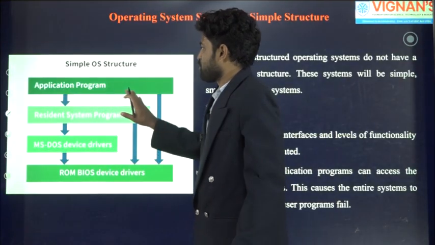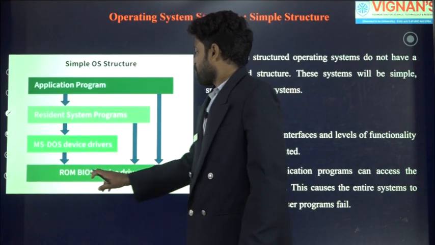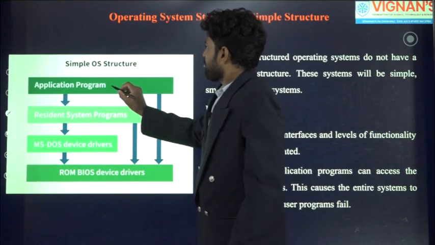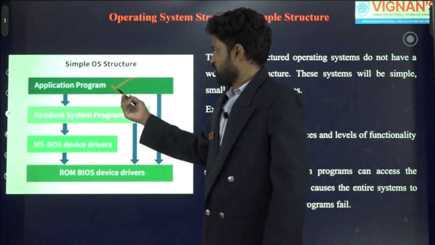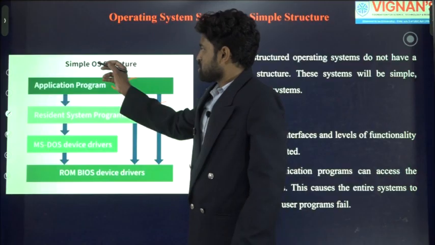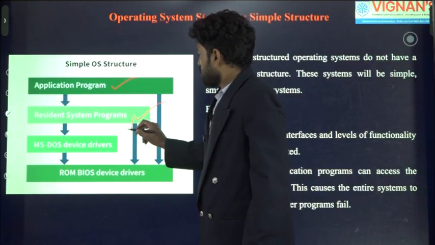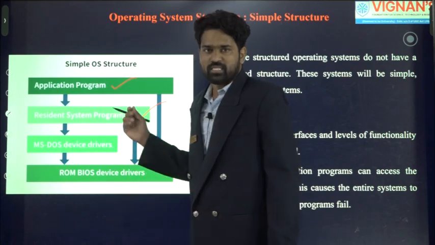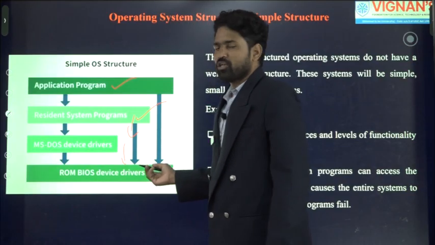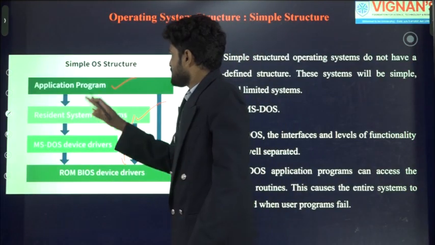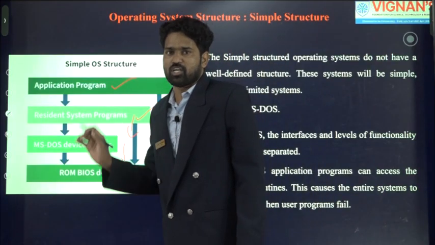First we have the application program, then the resident system program, MS-DOS device drivers, and ROM BIOS device drivers. In the application program, we write our program, the program that we are going to execute. Then the resident program: the program we have written enters the CPU side. After that, MS-DOS takes the help of drivers to execute that program. So the programs are executed with the help of drivers. This is the general structure of the simple OS structure, the first OS, MS-DOS.